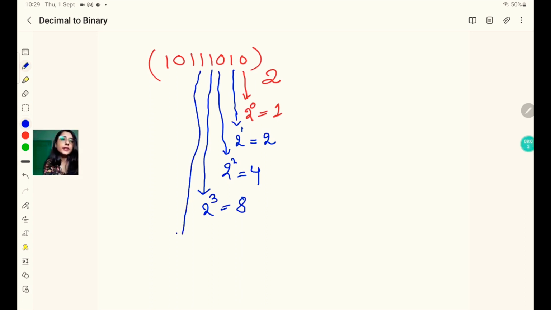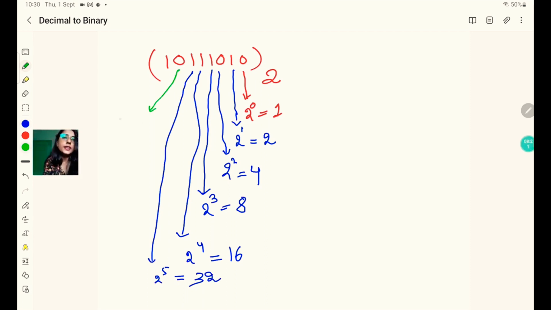This one has 4 position, so 2 to the power 4 means 16. This one has 5 position, so 2 to the power 5 means 32. This one has 6 position, 2 to the power 6 means 64, and finally this one has a 7 position, so 2 to the power 7 means 128, and so on and so forth. We can write this kind of position ranking and weightages for a much longer number.